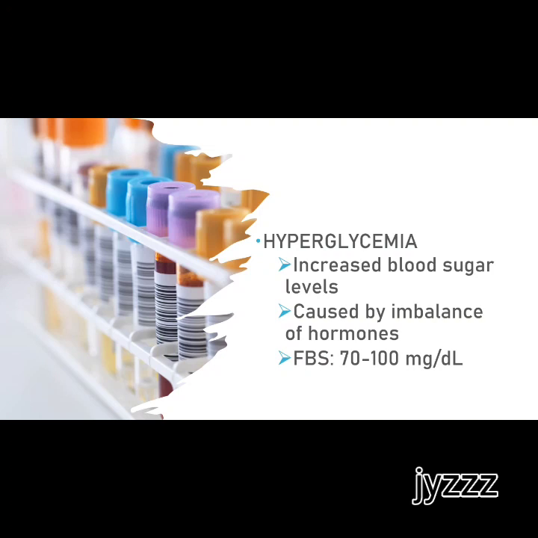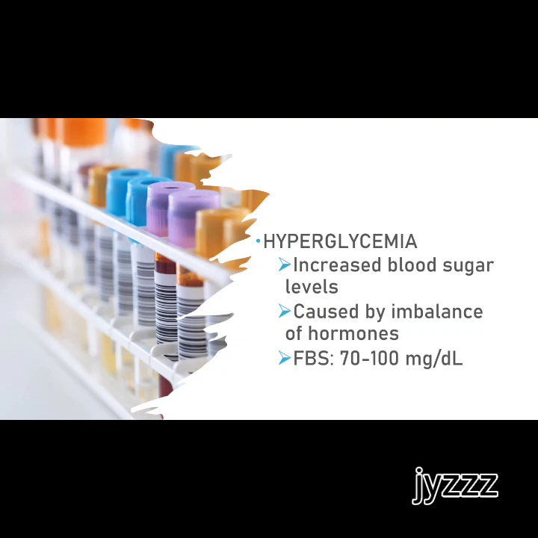Hyperglycemia is the most common effect of uncontrolled diabetes. It is caused by a hormonal imbalance. Okay, so let's take a look at this in healthy patients.